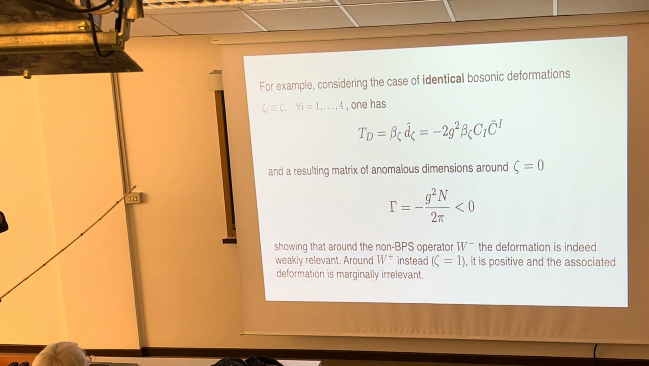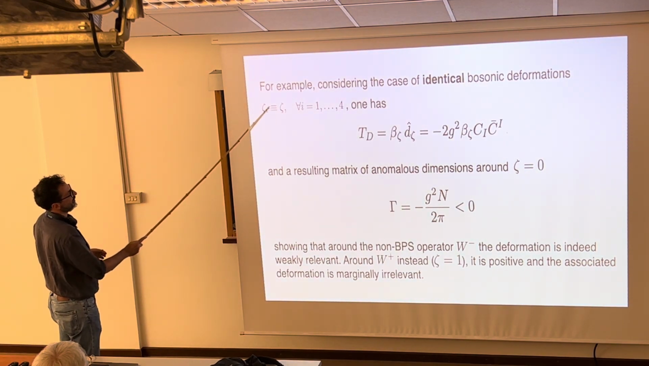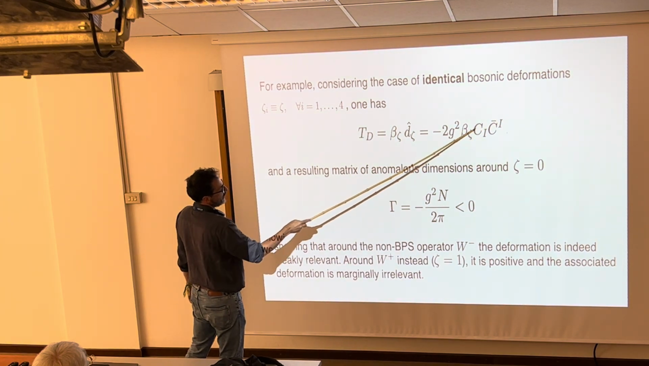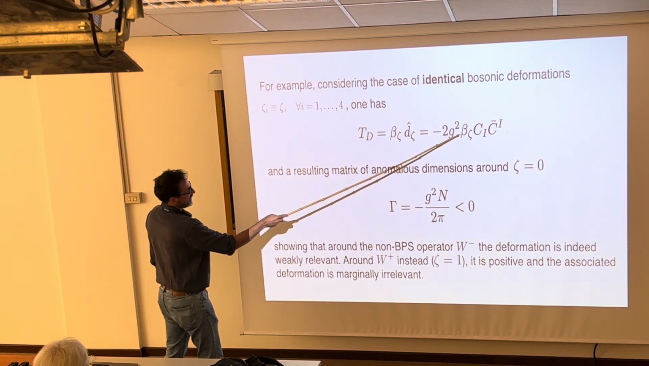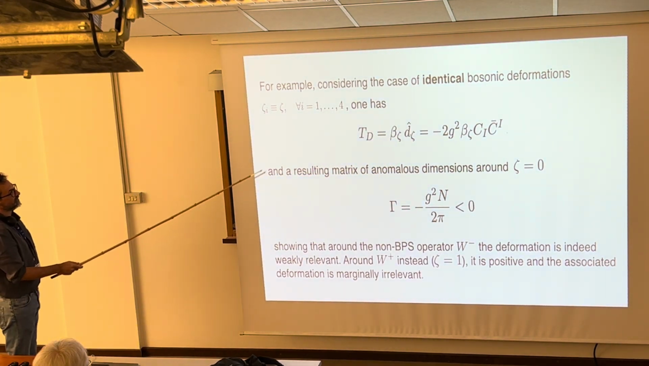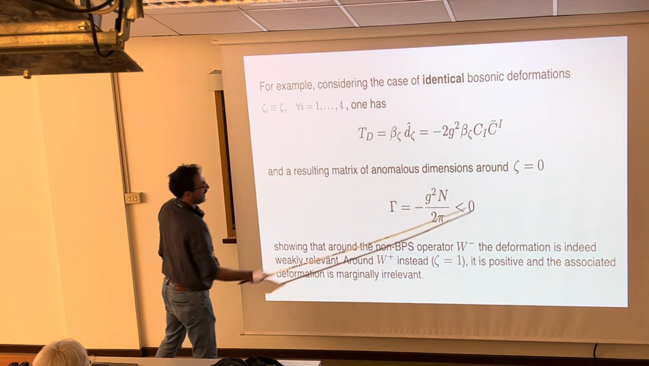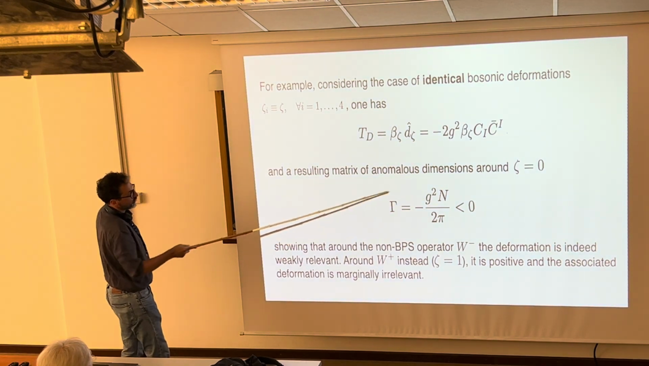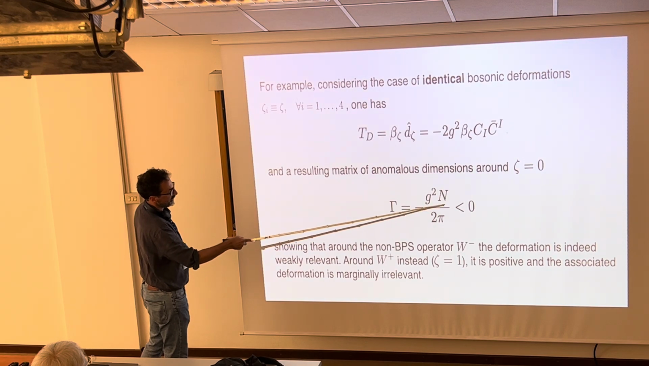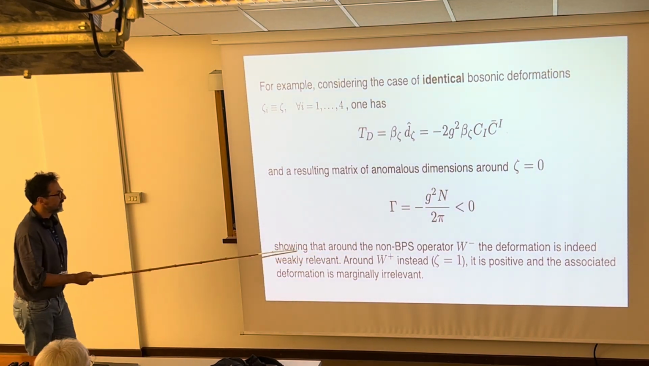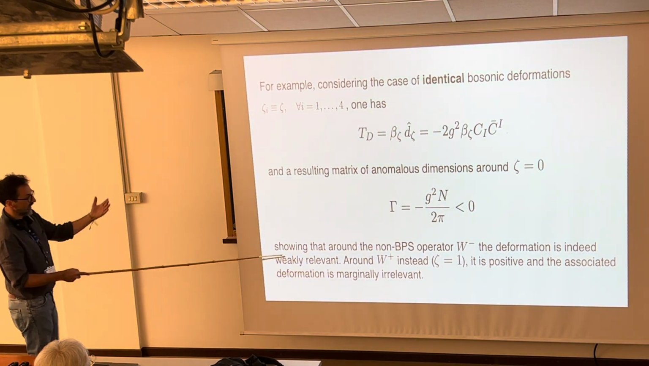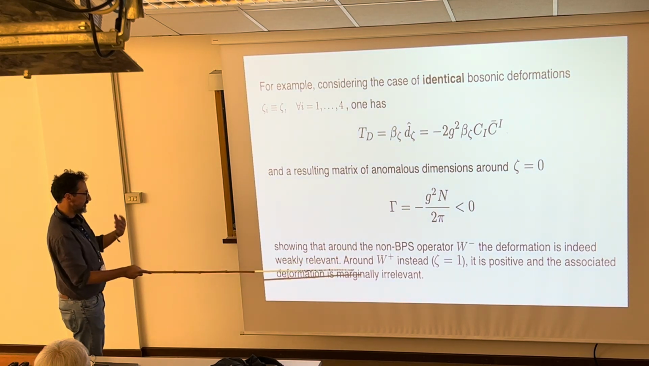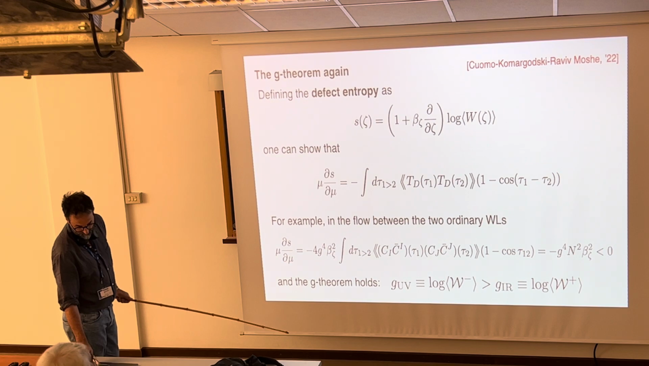For example, think about bosonic deformations in which you have all these zeta parameters equal to 1 zeta, and then the deformation parameter would be C_I C bar I, which is what you turn on, and you have some beta function of the corresponding zeta. You can compute the resulting matrix of anomalous dimensions around the zeta equal to 0 fixed point, and you find that this is a 4x4 matrix, which is diagonal, so there's an identity 4x4 here. So this is negative, showing that around the non-BPS operator W minus, the deformation is indeed weakly relevant. If you redo the same computation around z equal to 1, which corresponds to the attractor W plus, then this is positive and the associated deformation is irrelevant, marginally irrelevant.